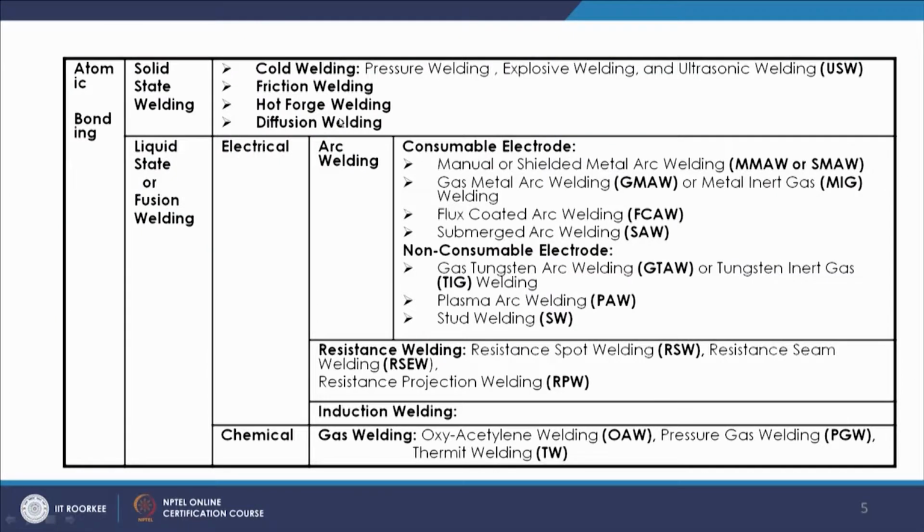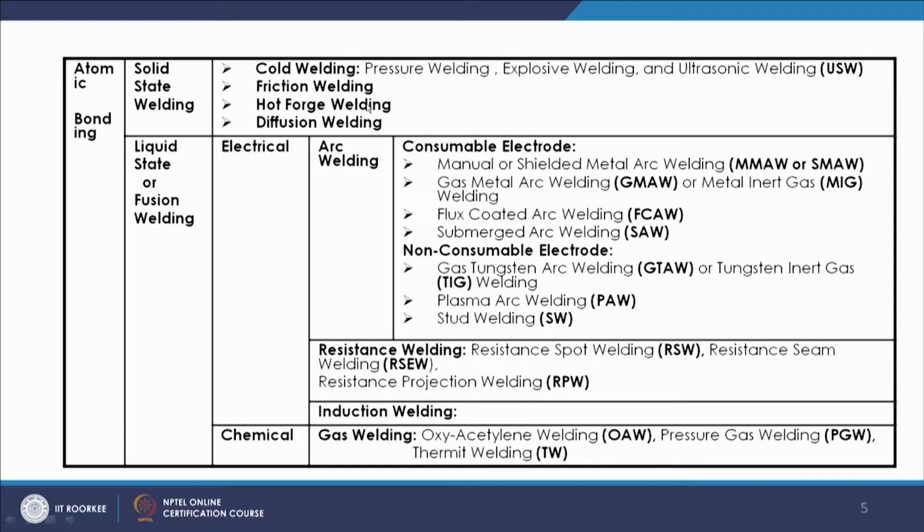So, the examples of solid state welding are cold welding, friction welding, hot forge welding and diffusion welding. In cold welding, you have pressure welding, explosive welding, ultrasonic welding. This is done at normal temperature. Because of the pressure the joining takes place, that is pressure welding. In explosive welding, an explosion is carried out, and because of that the joining takes place. In ultrasonic welding, the welding takes place because of the ultrasonic medium.